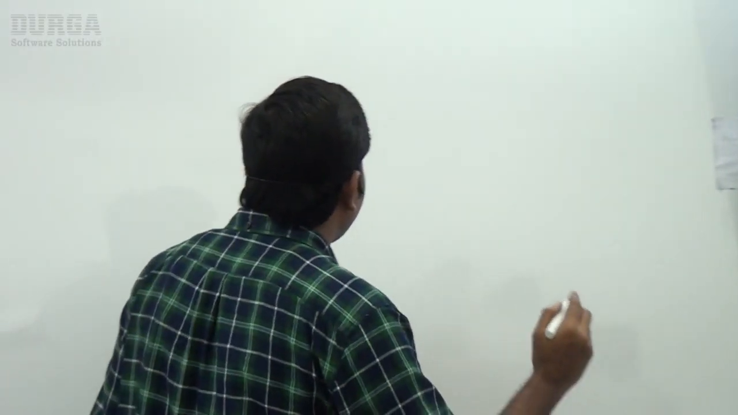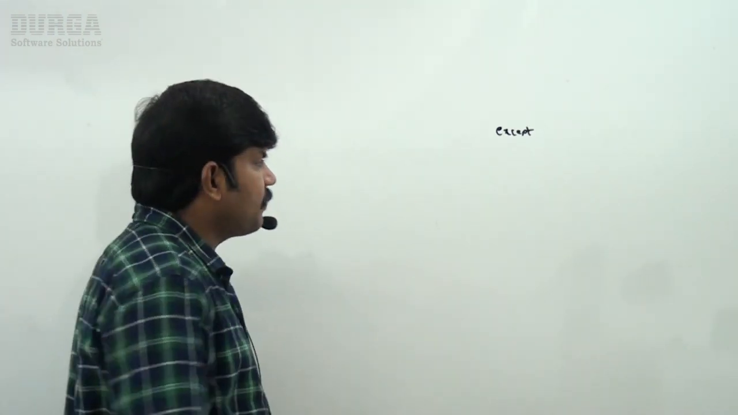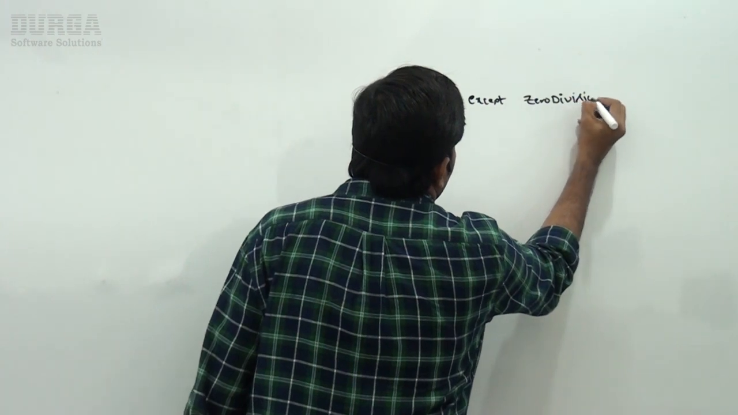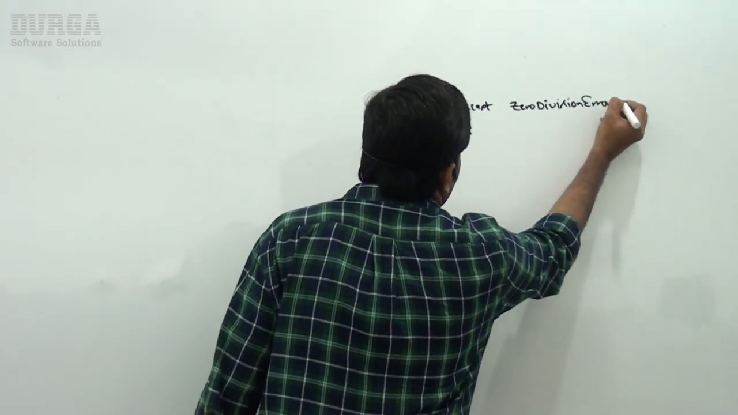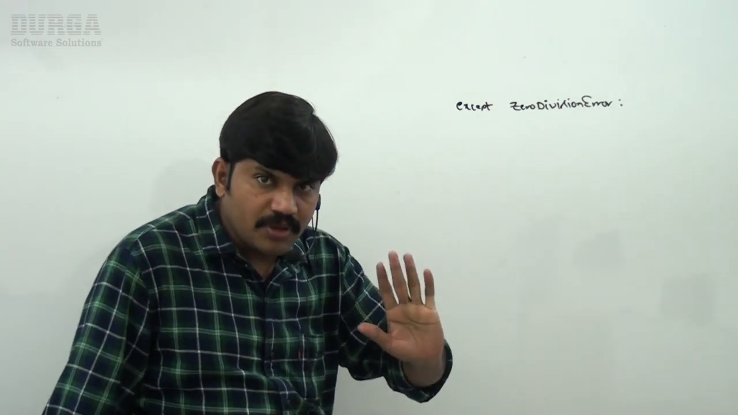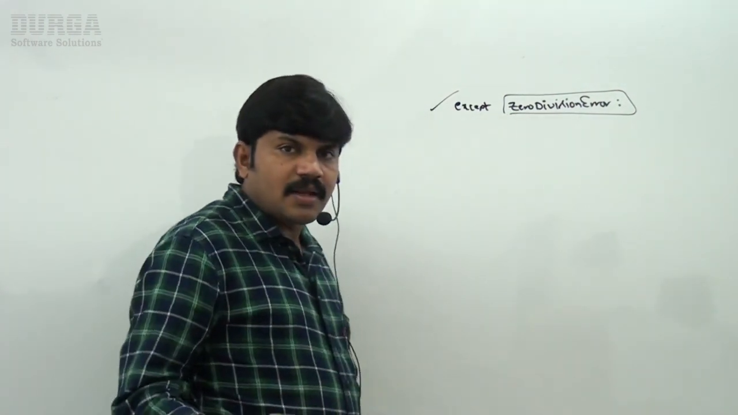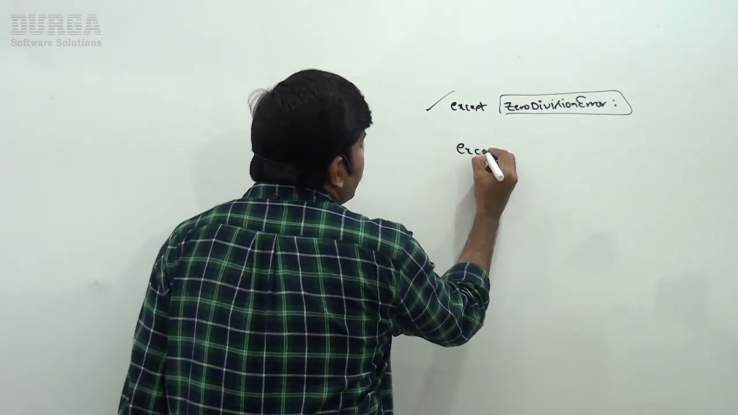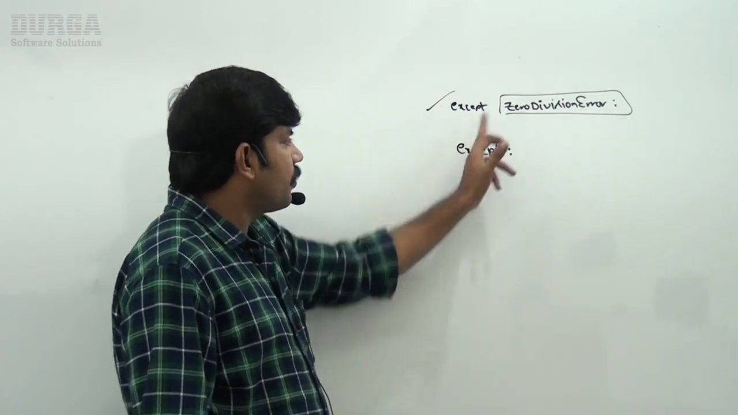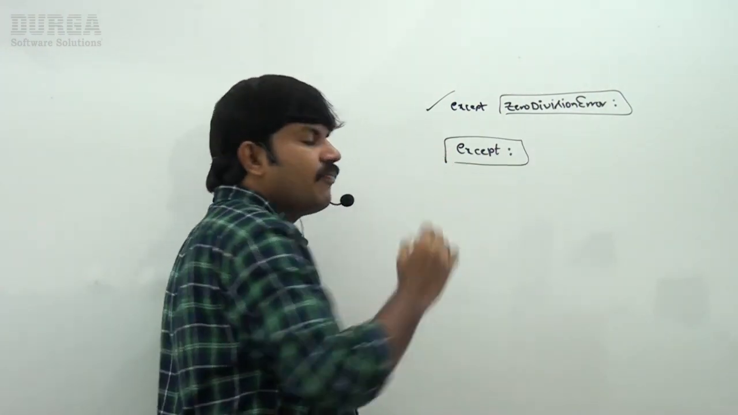Observe a bit carefully about this one. If I take except ZeroDivisionError, do you know this except block is meant for ZeroDivisionError? Now my requirement: I'm not going to mention anything, just except immediately followed by a colon. This is called the default except block.